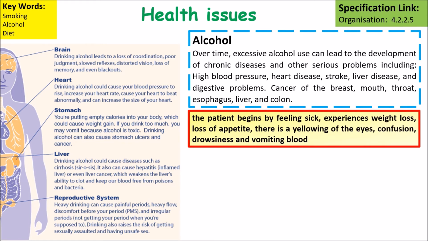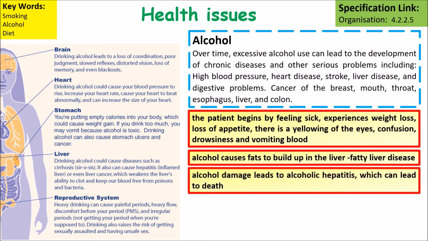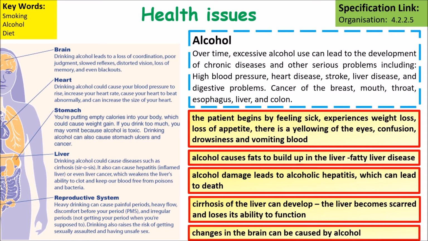So, some things that can be associated with alcohol is that a patient begins by feeling sick and experience weight loss or a loss of appetite. If there's a yellowing of the eyes and skin and so forth, that can all be good indicators of liver damage caused by alcohol. So alcohol causes fats to build up in the liver, causing fatty liver disease. Alcohol damage leads to alcoholic hepatitis, which can lead to death. And cirrhosis of the liver can develop, so the liver becomes scarred and loses its ability to function. And changes in the brain can also be caused by alcohol over time.